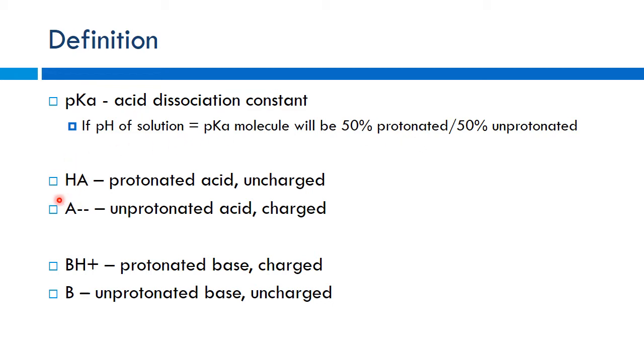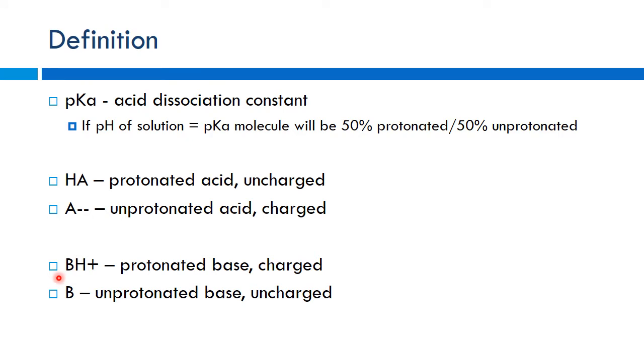Now, the nomenclature that we're going to use for this is when you have HA, that's going to be a protonated acid, which means it's going to be in an uncharged state, right? Because normally acids, when they're non-protonated, are going to have a negative charge on them. Again, this is going to be more water soluble. This is going to be more lipid soluble because it's uncharged.